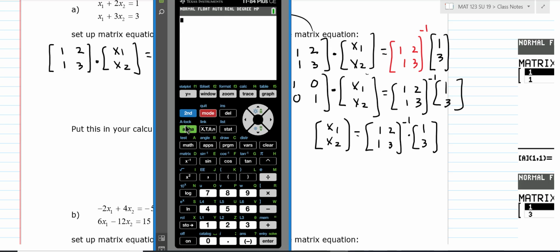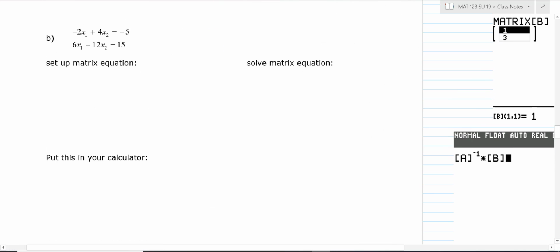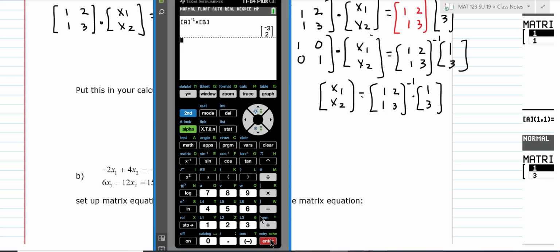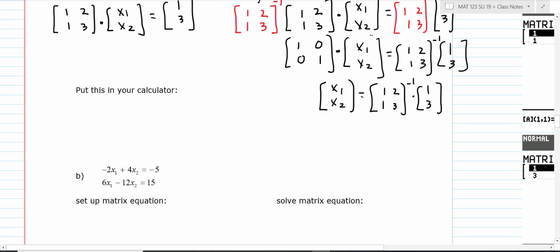Now, on a clear screen, I go second matrix and highlight A, so I press enter. Then I press the inverse button. That's going to calculate the inverse for us. Then you can put times or leave times out. Then you go second matrix and select matrix B. This is ultimately what you want to put in your calculator. Press enter, and that'll give the answer. The answer is -3, 2. So what we end up getting is the answer to the problem.